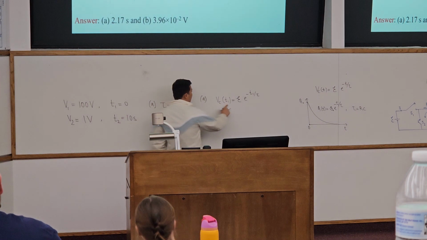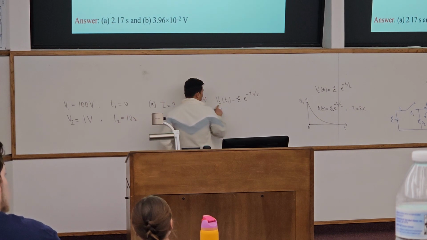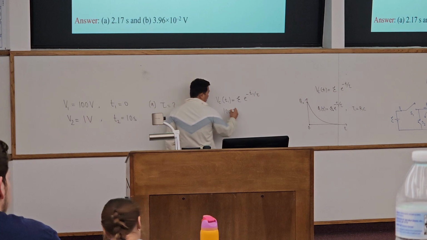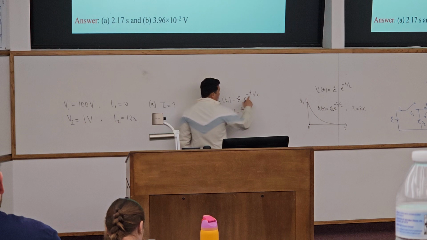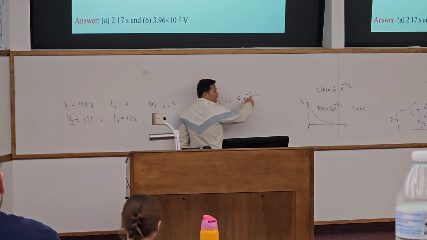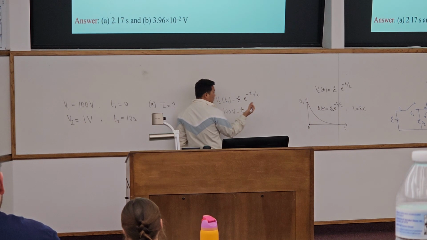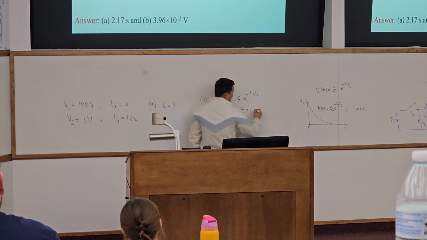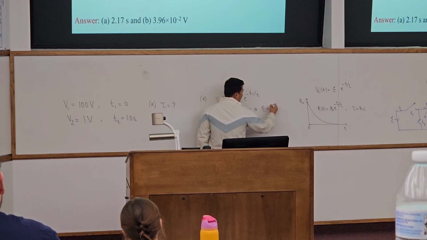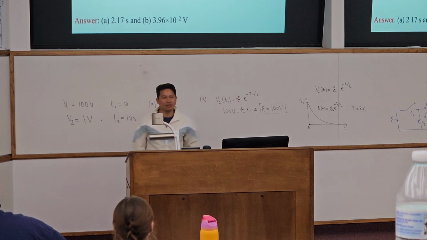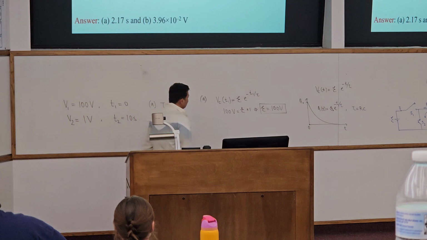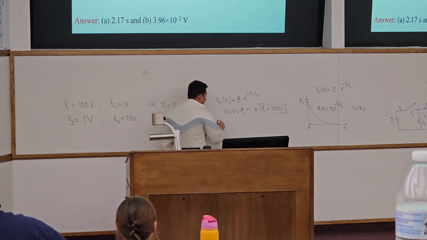So if I have a T1 value which is 0, I have the 100 volt. 100 volt equals A times e to the power 0, right? T1 is 0, e power 0, so that's going to be 1. So basically it tells me that A equals 100 volt. From T1 I could get what the A value is. So yeah, let's use the T2.